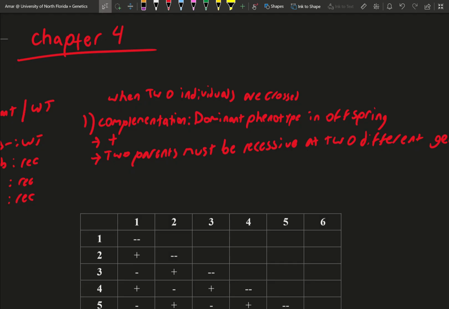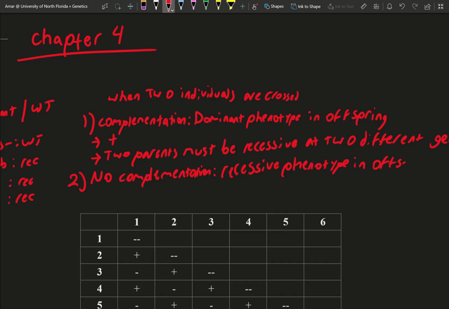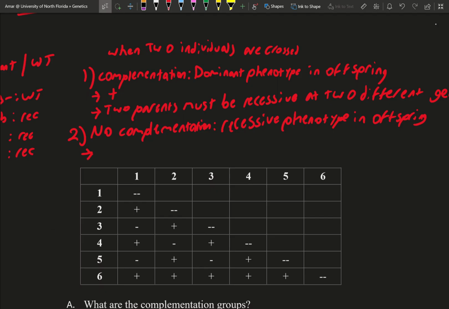Now, the other possibility that you have is that you have no complementation. And basically what this is that you're getting a recessive phenotype in the offspring. And this is typically referred to as a minus. And then what happens here is that if you have no complementation between two different parents, then they must be recessive at the same gene, okay? So they must be recessive at the same gene.